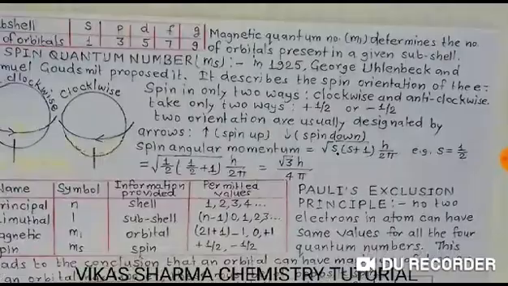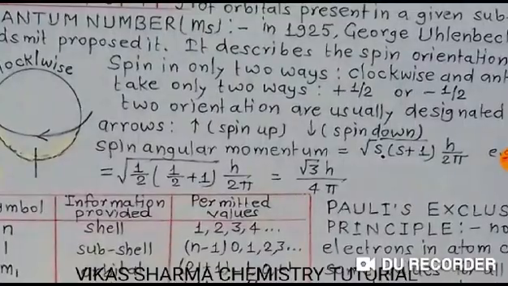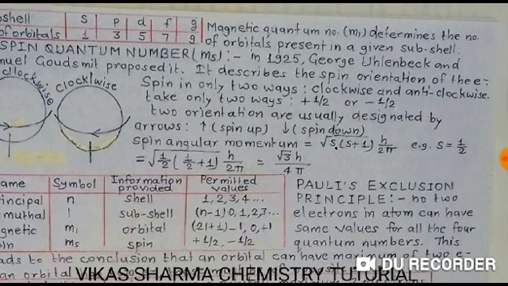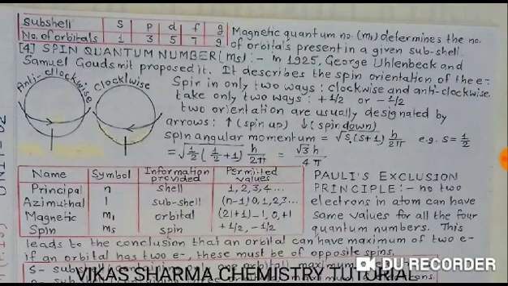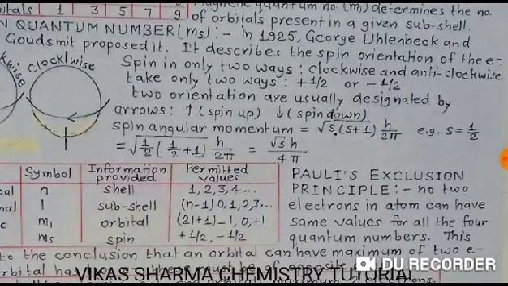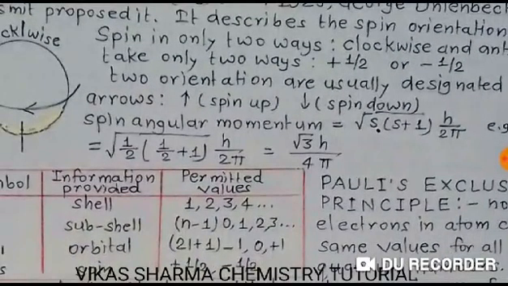The fourth quantum number is known as the spin quantum number, shown by the letter m with subscript s. In 1925, George Uhlenbeck and Samuel Goudsmit proposed it. It describes the spin orientation of the electron. Spin happens in only two ways, clockwise and anti-clockwise, taking only two values, +1/2 or -1/2. The two orientations are usually depicted by arrows. The upward arrow is known as spin up, and the downward arrow is known as spin down.